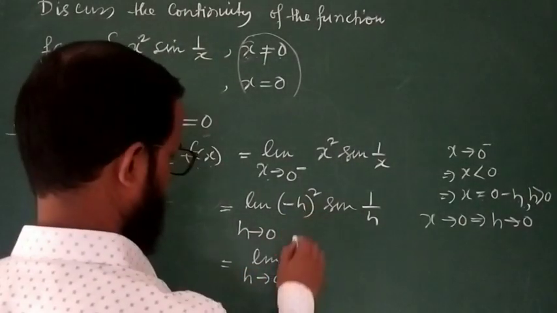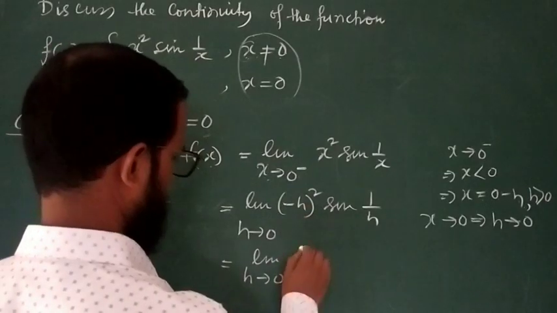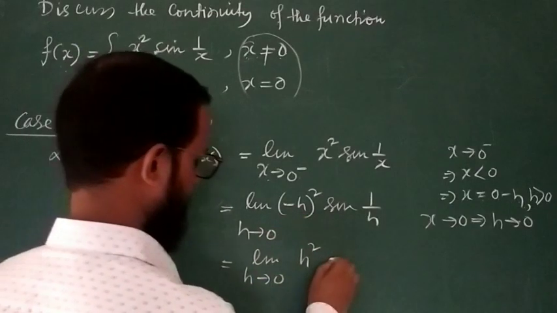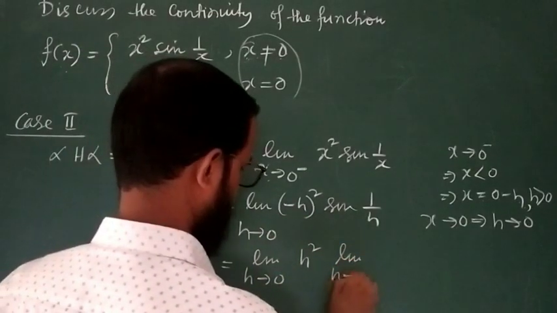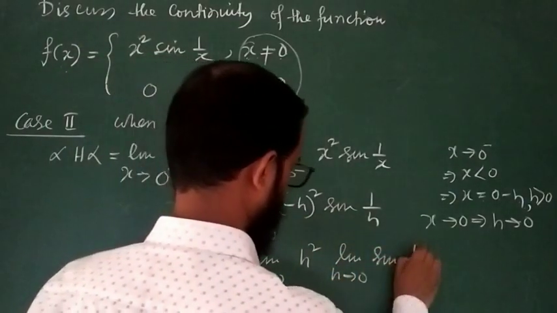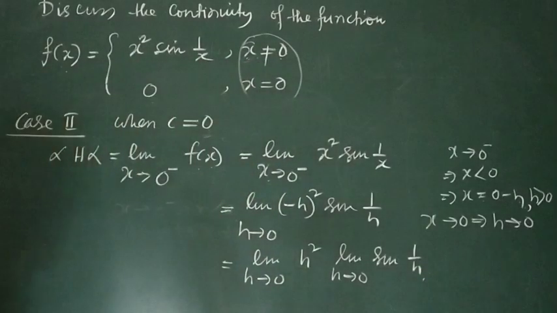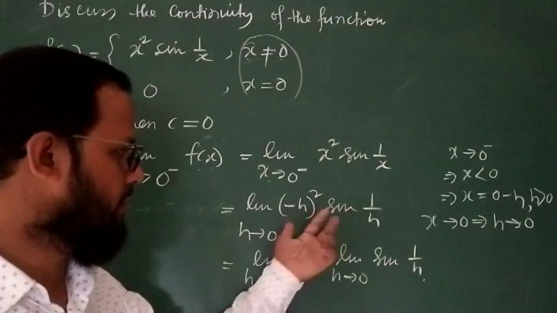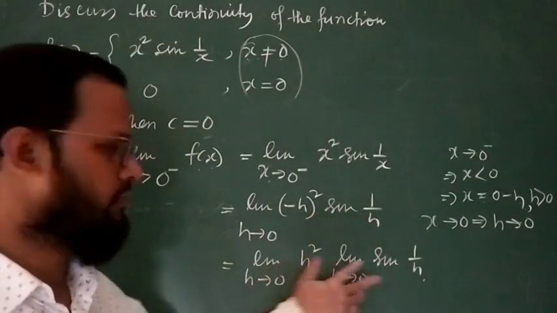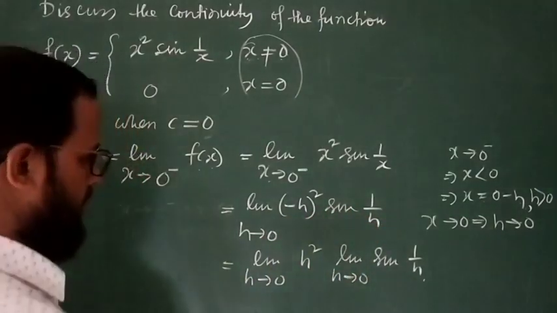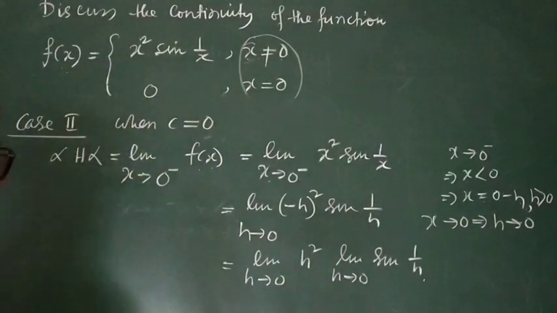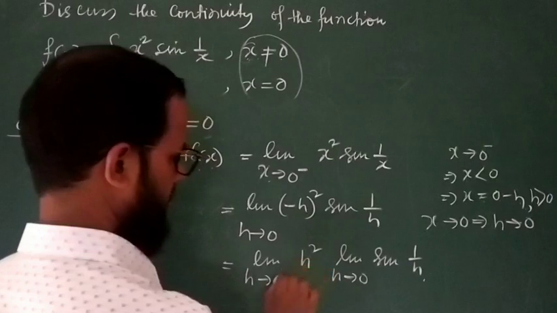Which is equal to limit h tends to 0 h square. You can separate the limit into limit h tends to 0 h square times limit h tends to 0 sin 1 by h. You know how to separate the limit. If the functions are in a product, then you can separate the limit. If we put the limiting value in this, what will be its value? This value will be 0.